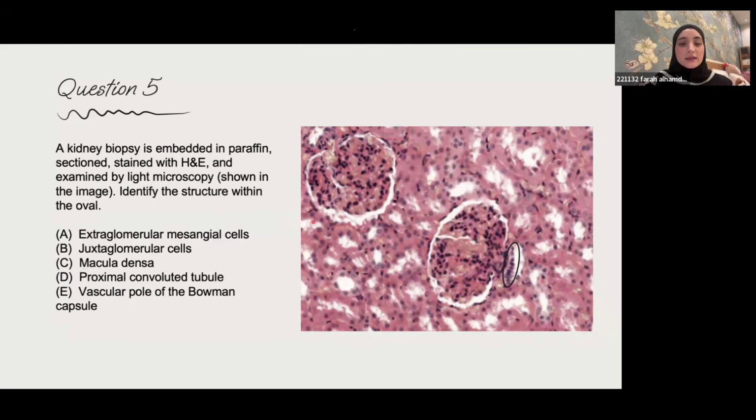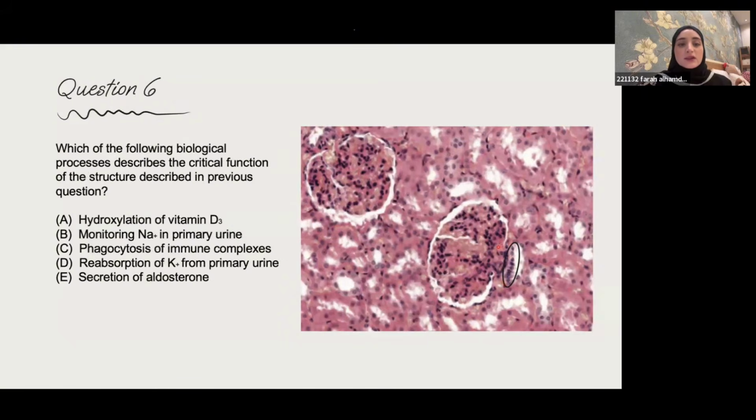Yes, it's the macula densa of the distal convoluted tubule. This distal convoluted tubule is the dense part of it. That is the macula densa. Okay. Which of the following biological processes describes the critical function of the structure described in the previous question? B. Yes, monitoring sodium in primary urine. And the juxtaglomerular cells monitor the blood pressure in the afferent arteriole.